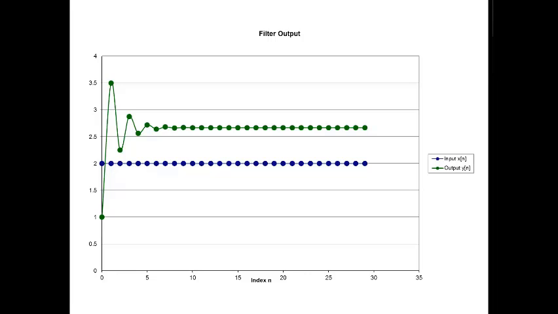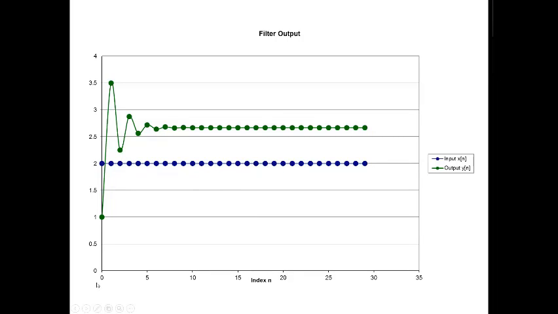Well, there's actually a picture of what the input and output would be for that system, drawn not as a stem plot, but in a connect the dot kind of plot. So the blue is the step input. We go from 0 prior to n equals 0, jump up to 2, and stay there.